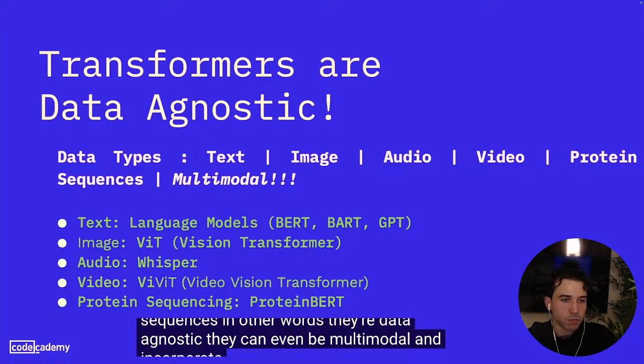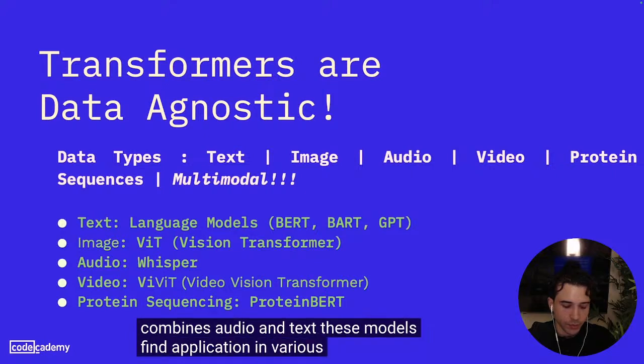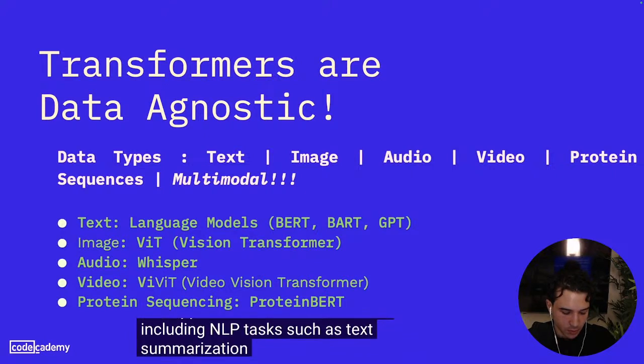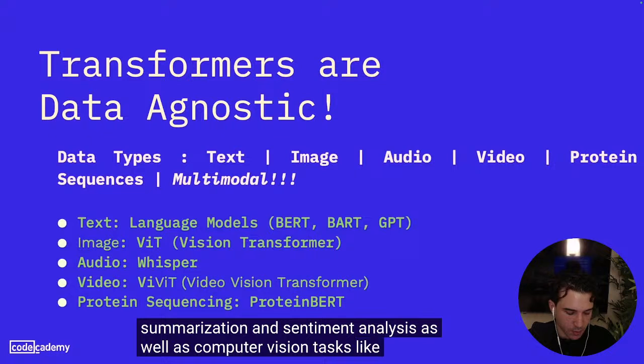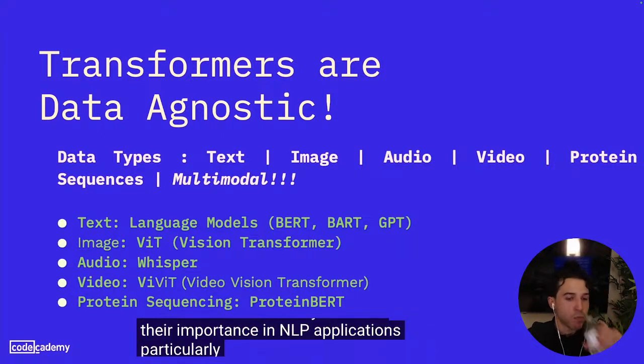They can even be multimodal and incorporate two or more data types at once, like in speech recognition, which combines audio and text. These models find application in various domains, including NLP tasks such as text summarization and sentiment analysis, as well as computer vision tasks like image generation and object detection. However, this course will primarily focus on their importance in NLP applications, particularly in the realm of language models.